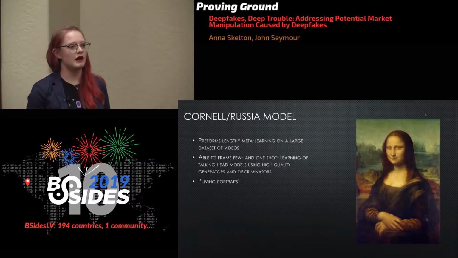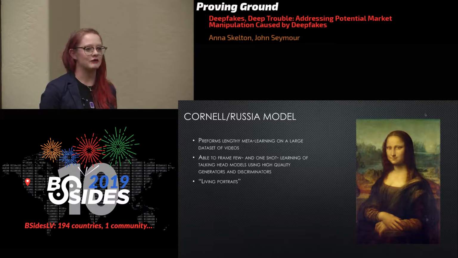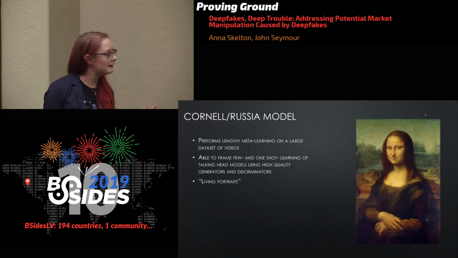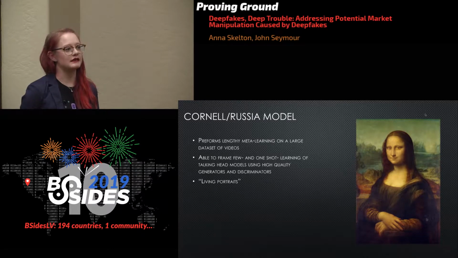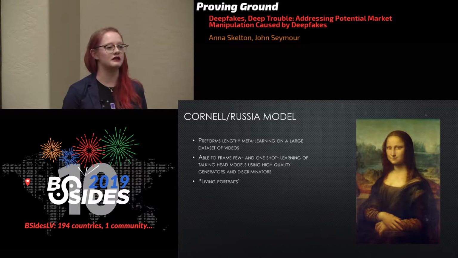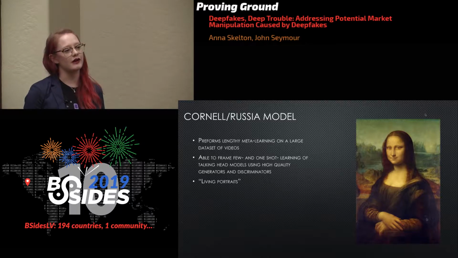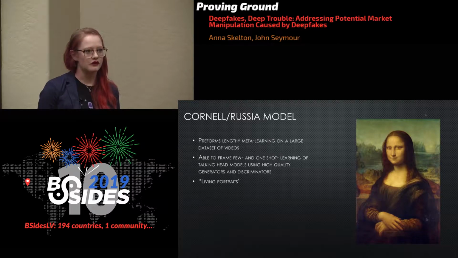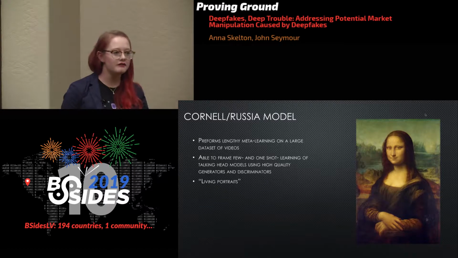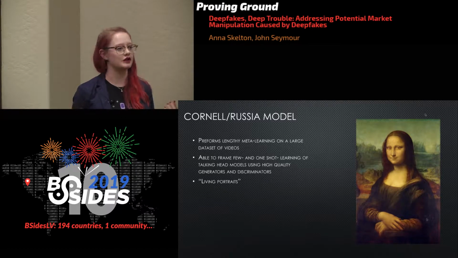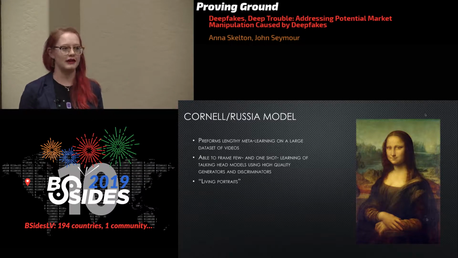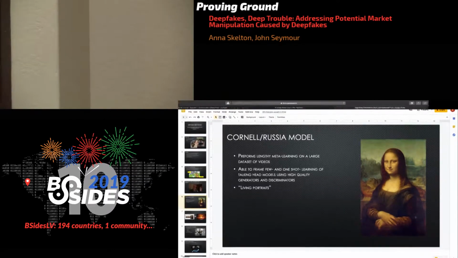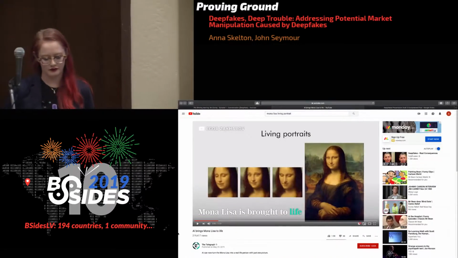But there's another model that's being developed coming out of a research team between Cornell and Russia, unlikely pairing, I know. They are looking at a new sort of format for deepfakes, right? It performs lengthy meta-learning on a large data set and then uses high-quality generators and discriminators to create and frame one or few shot models. In layman's terms, it basically just watches a ton of videos of people talking, all sorts of different facial angles, and then applies the learning from those people talking to the target images. That looks a little bit more simple, and the most famous one was done actually on Mona Lisa.